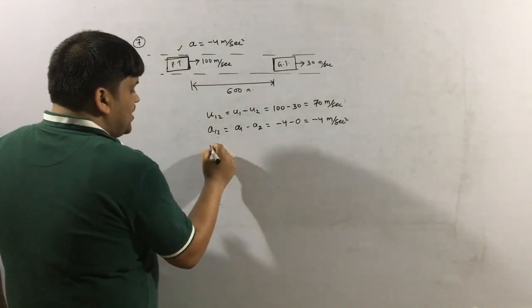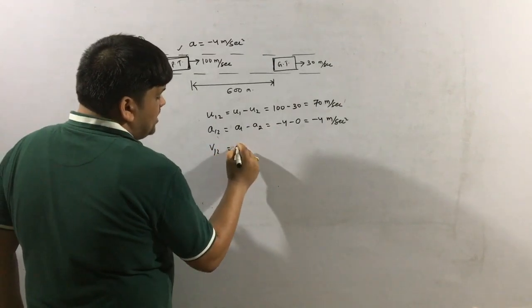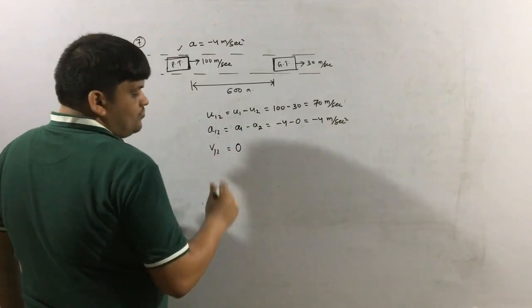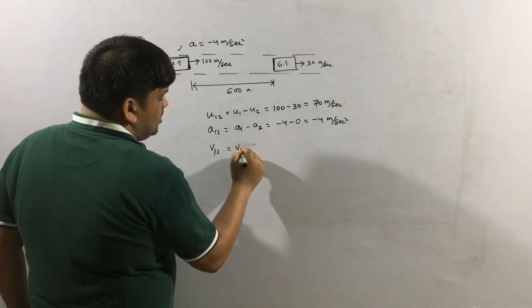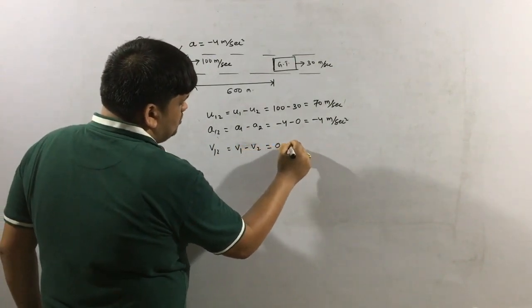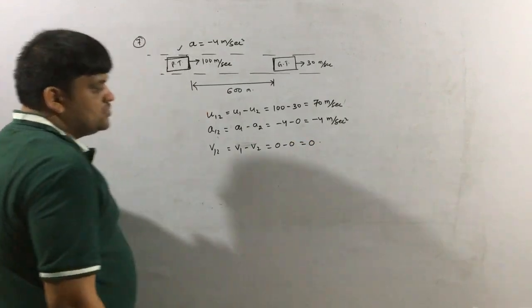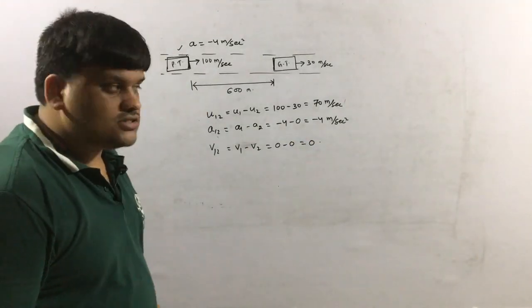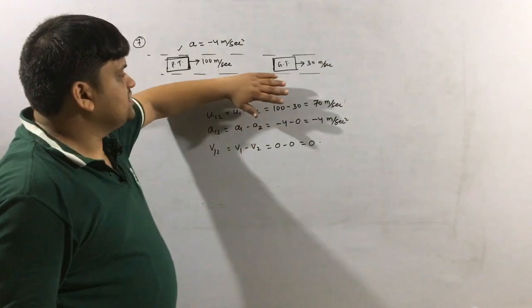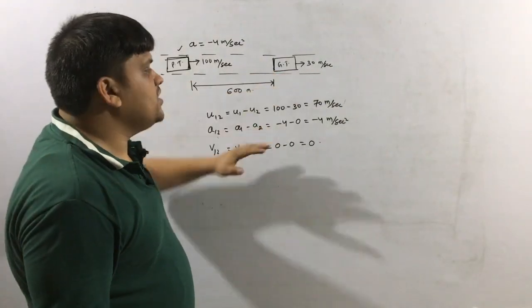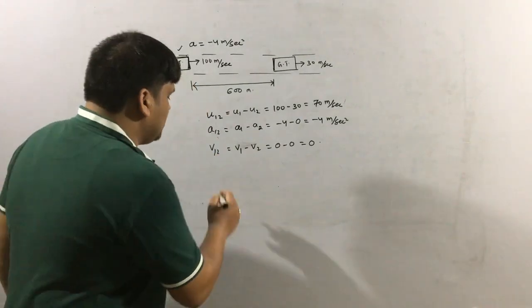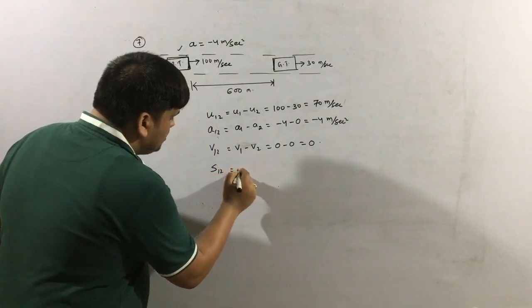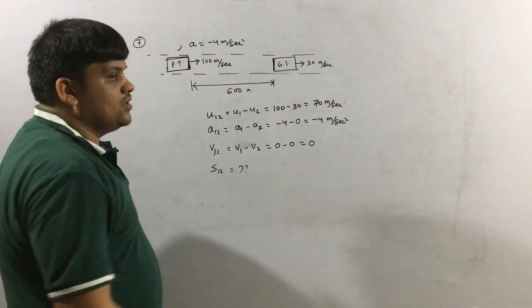So V12 I can write as 0 minus 0, or it will be equal to 0. V1 minus V2, it will be 0 minus 0 or 0, because both of them will come to rest. Now forget about this distance and let us assume that they are going to strike each other, and let us find the distance. Let us find what must be the distance between them.